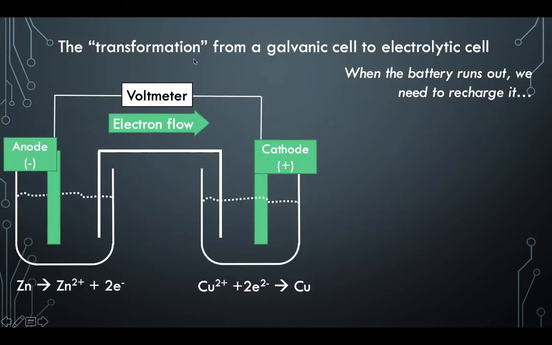Here's another diagram of a galvanic cell. So we see this is the anode, that's the cathode. Everything's the same, just instead of a light bulb, we put a voltmeter to detect the voltage.